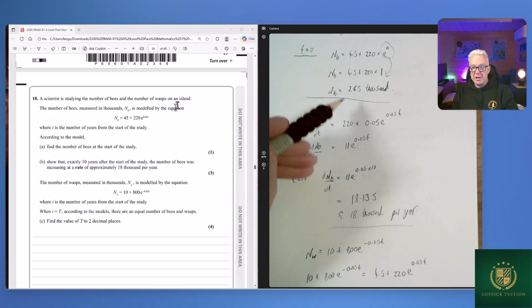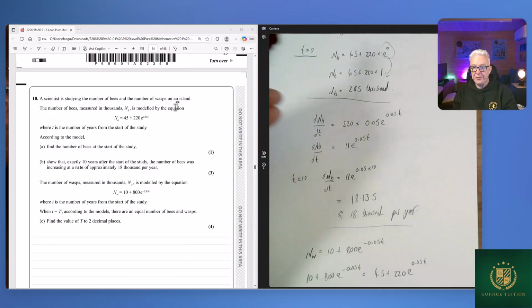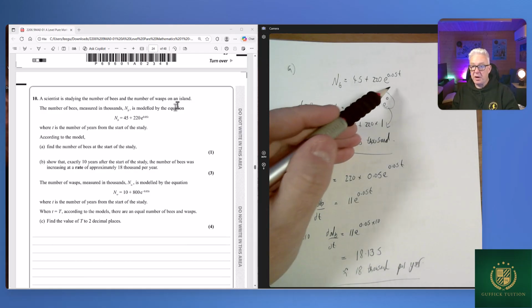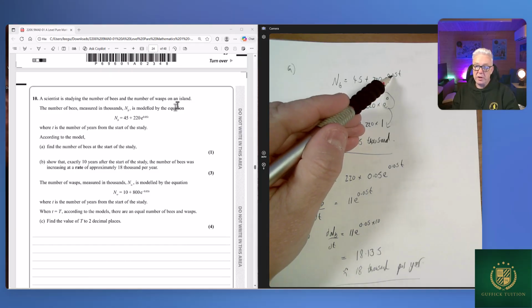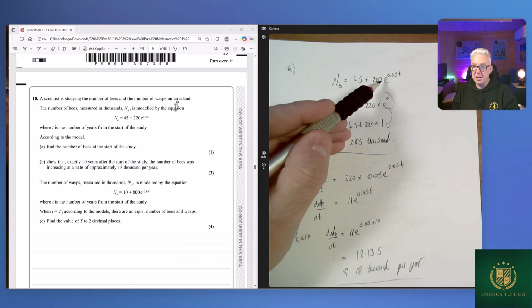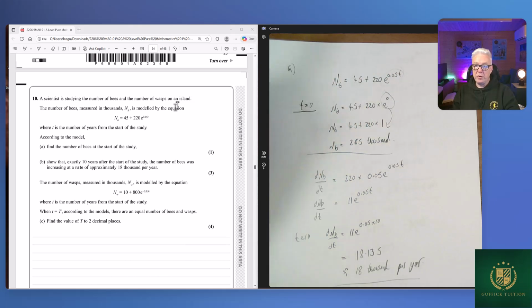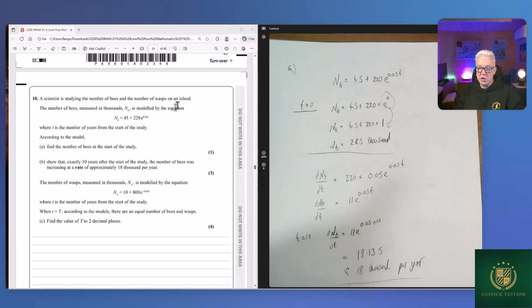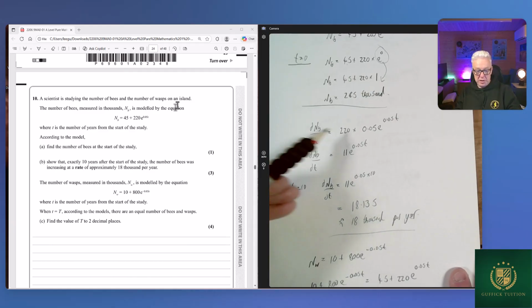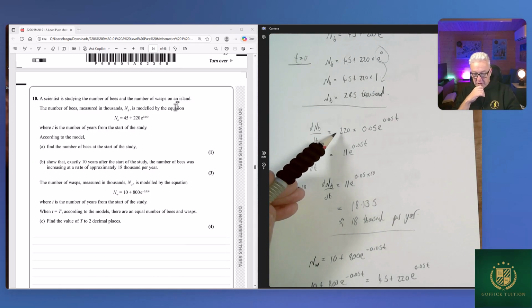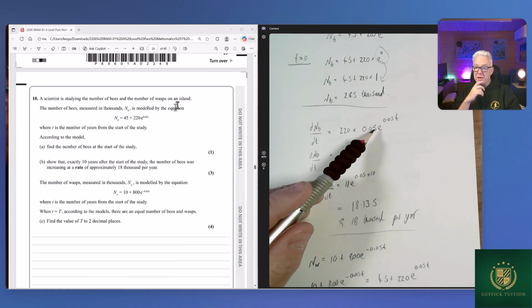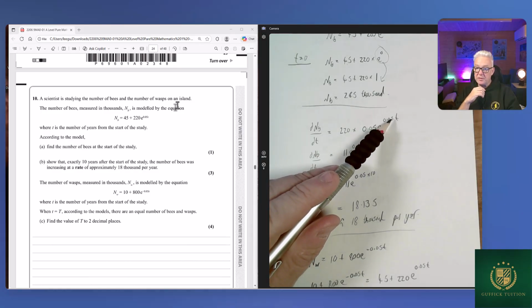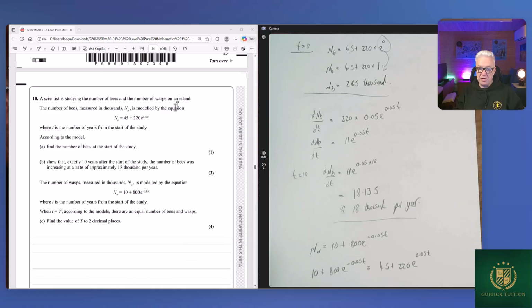So when we differentiate it, the 45 is going to disappear, and then we're going to times by e to the 0.05t differentiated. So when you differentiate e to the 0.05t, it stays the same, but using the chain rule, we have to times it by the derivative of the inner function. So it's going to go to the 220 times by 0.05 e to the 0.05t, which when you times that out gives you 11 e to the 0.05t.